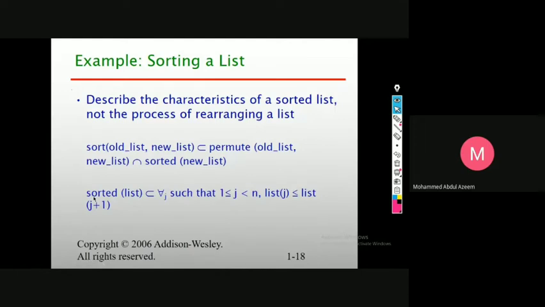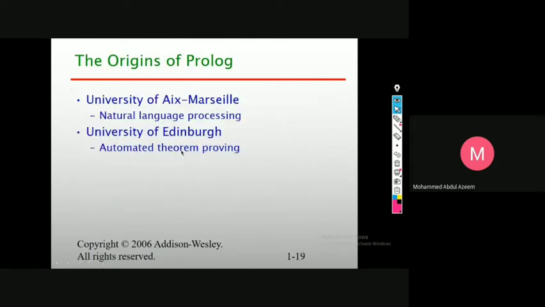And this one you have used here in the above statement. So in the above statement, you have said that the old list is permuted as a new list, and that new list is sorted. Then the old list is sorted as a new list, right? Okay, this is how you are going to pronounce it.